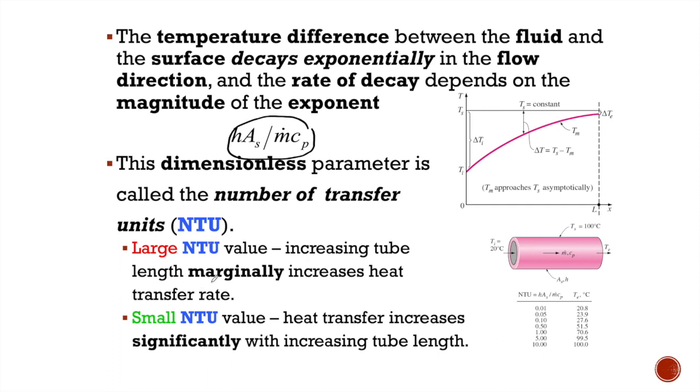Okay, with a large NTU value, increasing the tube length only marginally increases the heat transfer rate. And with a small NTU value, heat transfer increases significantly with increasing tube length. So those are the two types of value. If you get a large one, what will happen? And if you get a small one, the heat transfer increases significantly. So at this point, you may see that with a small NTU, you may increase your heat transfer significantly.